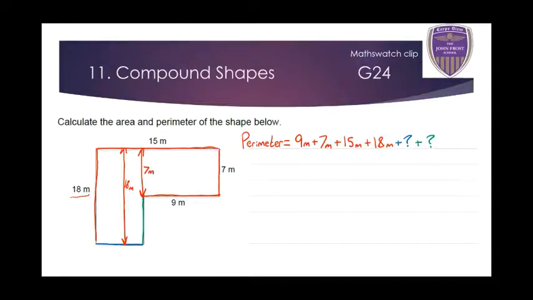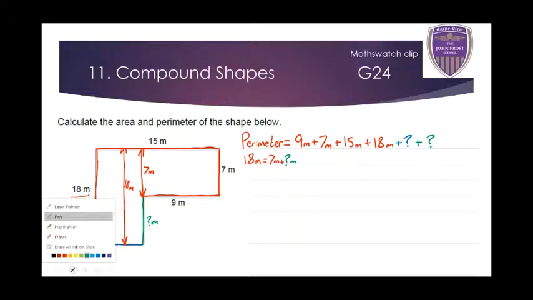That's 7 meters there. Now I can see that the 18-meter line is equal to 7 meters and this unknown distance here. So let's just jot that down. 18 meters is equal to 7 meters plus my unknown distance in meters. So I need to think 18 equals 7 plus something. What can I add to 7 to get 18? Well, hopefully you can figure out that it is 11.